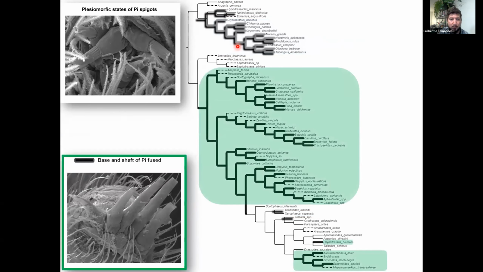And we have this modification also where the base and the shaft are no longer distinguishable. They have this continuous shape. We can see a little bit, but it's kind of fused. So it evolved here, but it was lost and evolved again a few other times. So we have this complex evolution of those traits and these characters related to spinnerets.